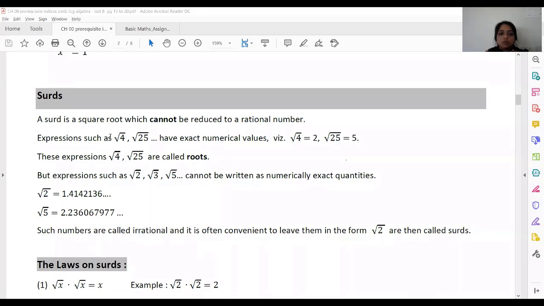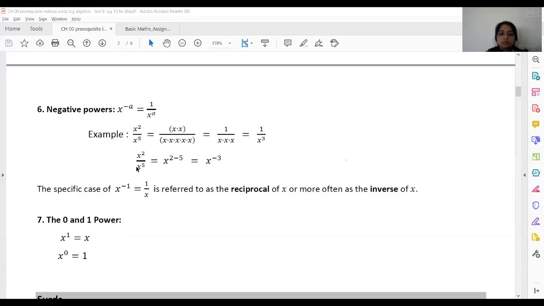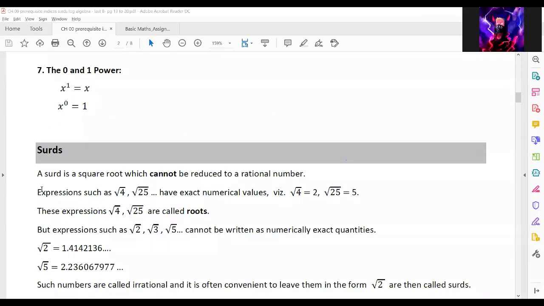Okay. See, square root of 4. Is it a surd? No, because it can be reduced to a simpler form, or we can say it gives a perfect answer. Square root of 4 is 2. So it is a perfect number. So it is not a surd.